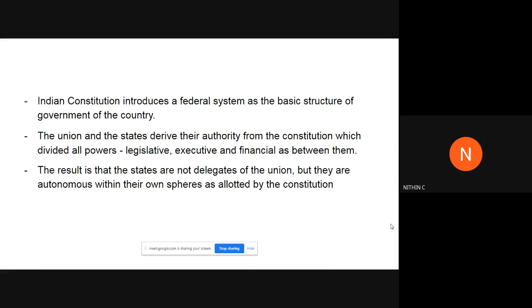The union and the states derive their authority from the constitution, which divided all powers, legislative, executive, and financial, between them. So these are the main powers which have been divided among the union and the states: legislative powers, executive powers, and financial powers.